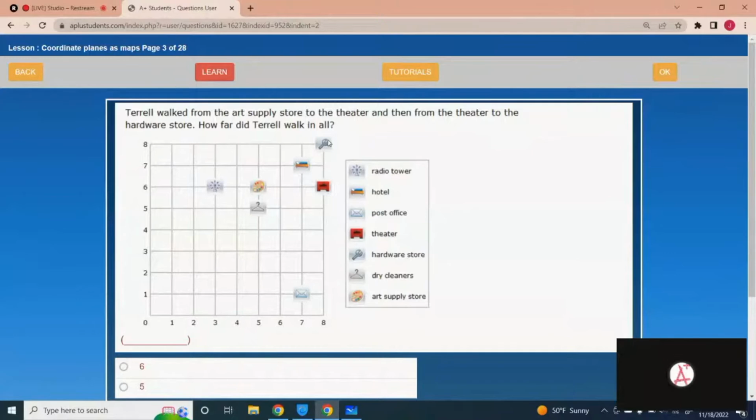It would be, so the total distance from the art supply store to the hardware store is 5 units. You can see here. This is the art supply store. So from here to here, he traveled 1, 2, 3 units, isn't it? Yes, very good. So the total distance is 5 units. Got it?